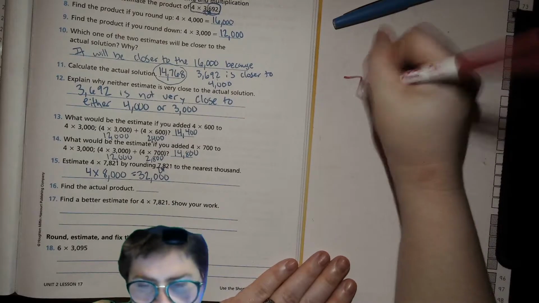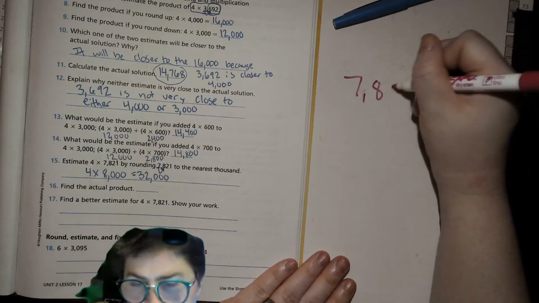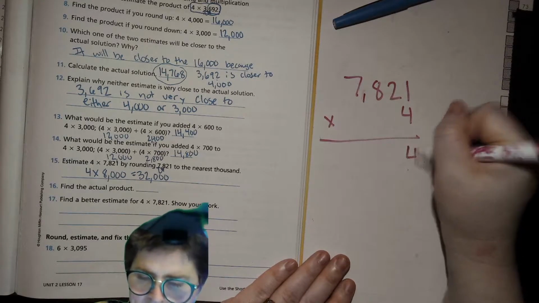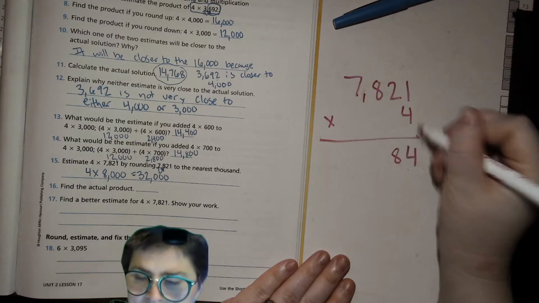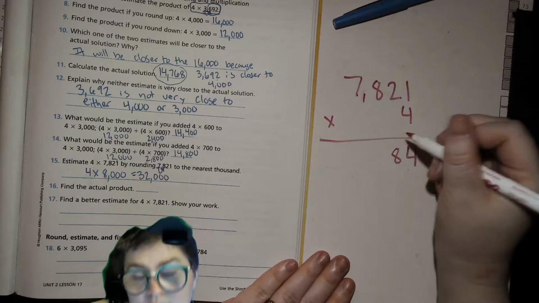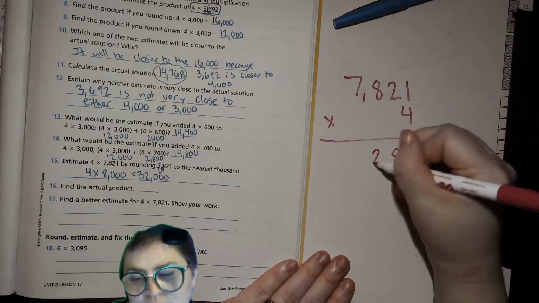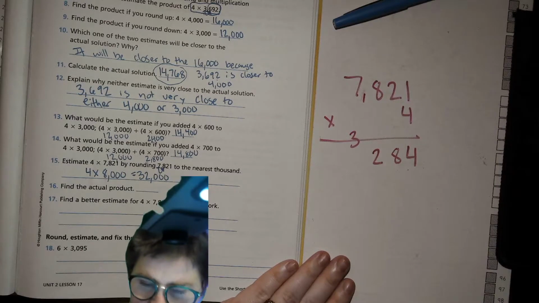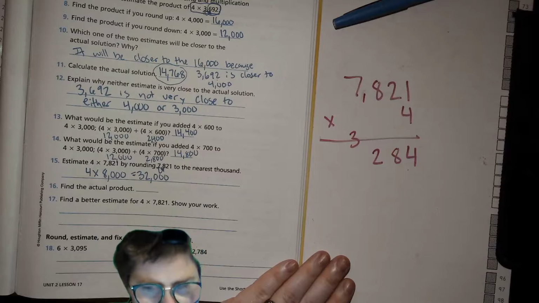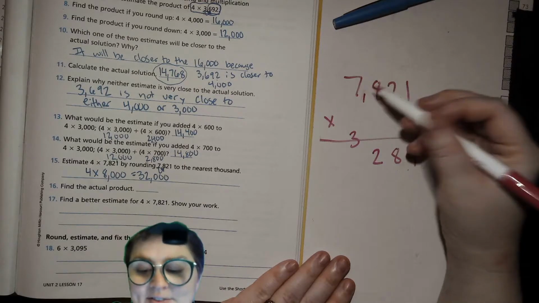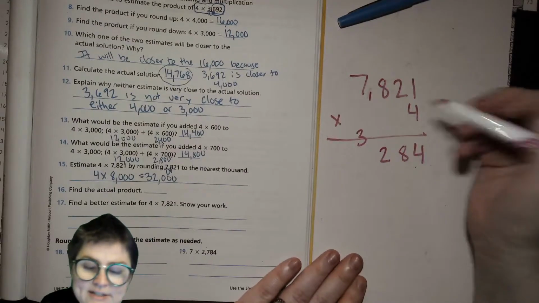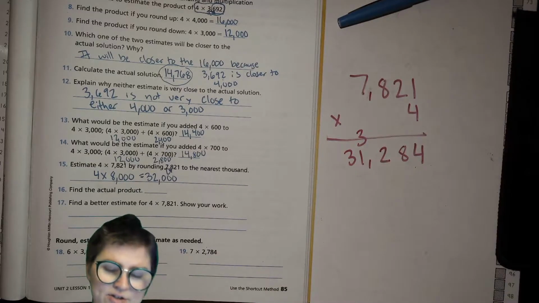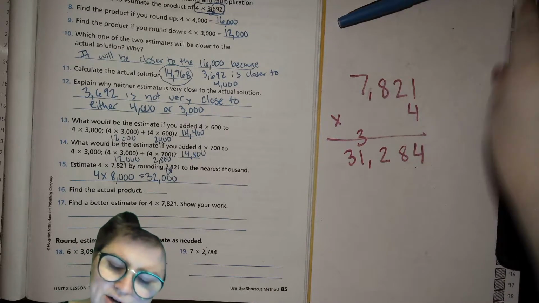Okay, so 7,821 times 4. 4 times 1, 4. 4 times 20, 80. 4 times 800, 3,200. So 200 in there, and then the 3,000 joins that there. And then 4 times 7,000 is 28, plus 3 more, so that's 31,000. So then our answer is 31,284.